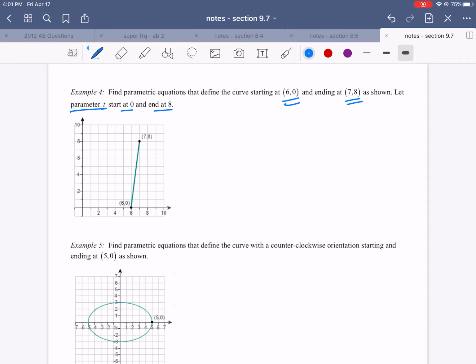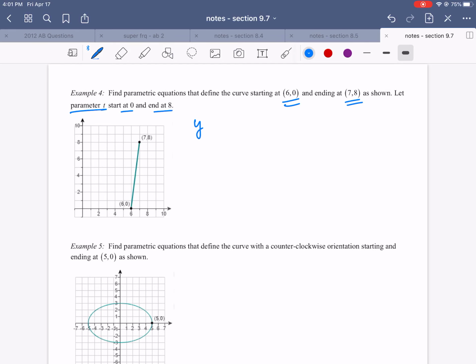And hopefully you said the y-coordinates. And so because the y-coordinate starts at 0 and ends at 8, and we want t to start at 0 and end at 8, we are going to define the y-coordinate to just equal t. Okay, what that means is that once I find my x equation, I'm done. That's all I'm going to have to do to be finished with this problem.